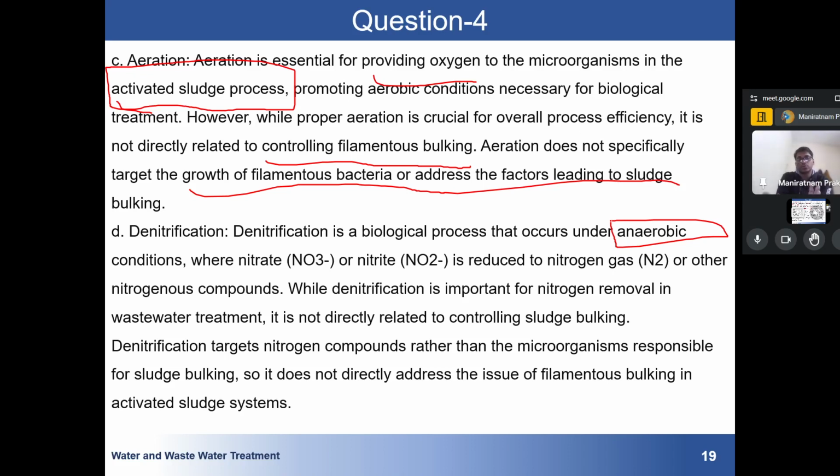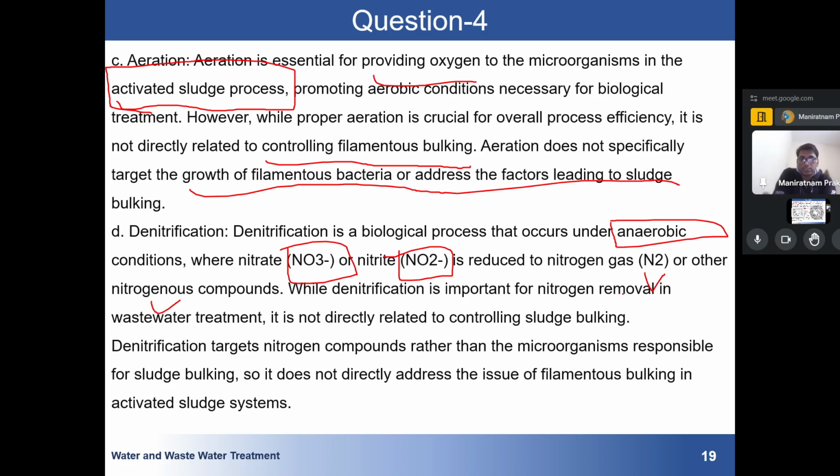In one condition, free oxygen that is available in the atmosphere is required, and in anaerobic condition, oxygen which is attached to something, say NO2, SO2 or many things, is required. When the microbes start consuming that oxygen, this condition is known as anaerobic condition. So denitrification is a process that occurs under anaerobic condition where nitrate, that is NO3 minus or NO2 minus, is reduced to nitrogen, or other nitrogenous compounds.